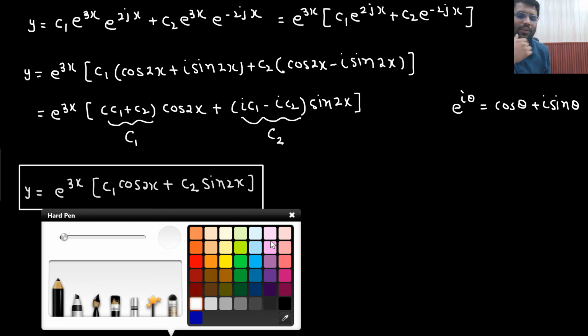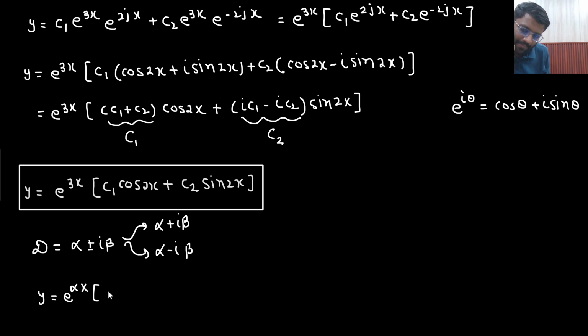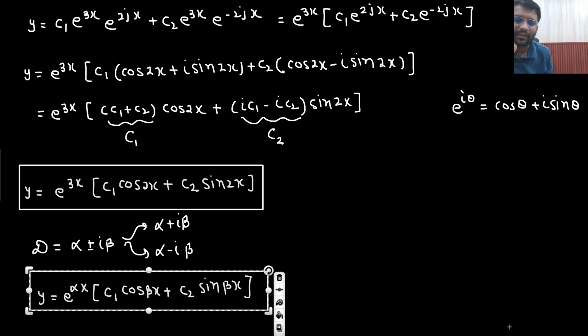From here onwards, what you will understand is that if my roots are coming out to be alpha plus minus i beta, what is the meaning of alpha plus minus i beta? One root is alpha plus i beta and the other root is alpha minus i beta. So my answer will be y equals e to the power alpha x, C1 cos beta x plus C2 sin beta x. There you go. This is the better way of writing it. Both answers are correct, but in the examination, this form will be expected.